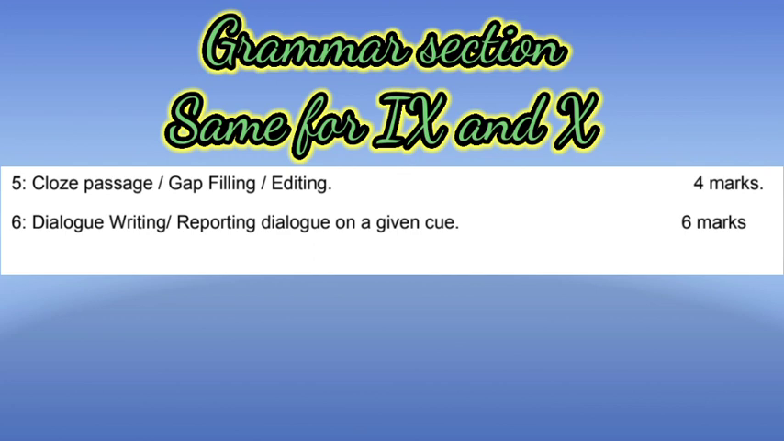Second is gap filling. In gap filling, of course, a passage is there, but in gap filling options are given. We have to find out the missing word out of the given options, but in cloze passage options are not given. And then editing is there. I have already made a separate video on editing and omitting. If you do not know what is editing, you can see that video.